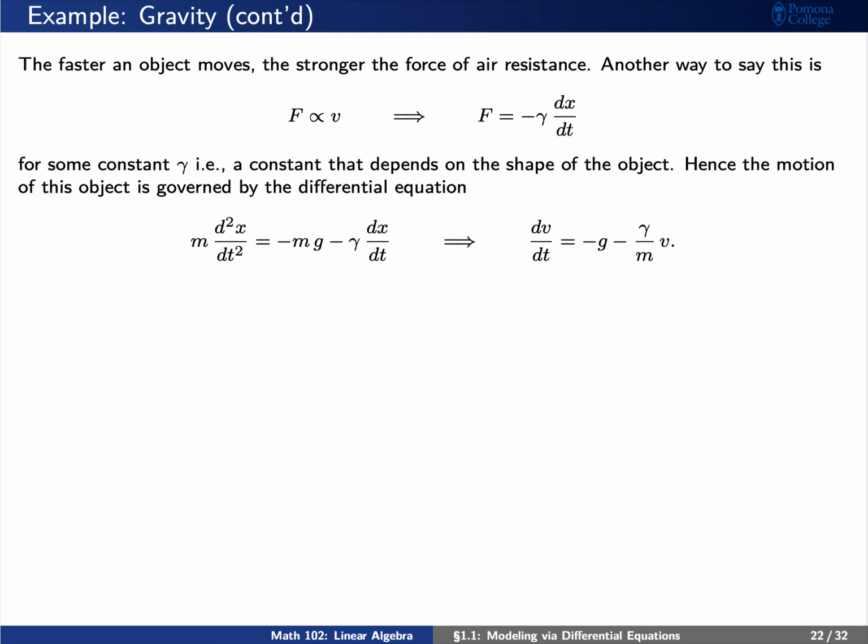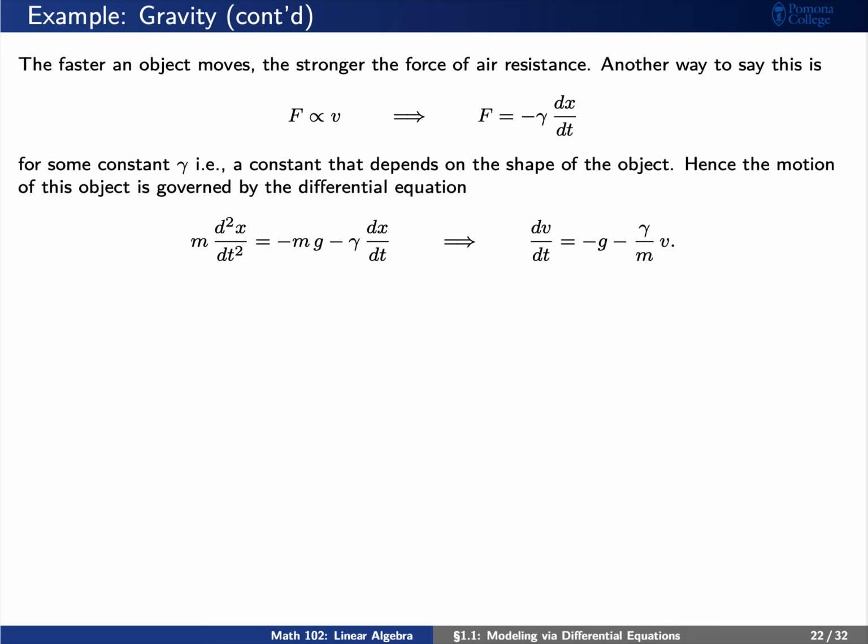Because we have air resistance, the force of air resistance really is proportional to the velocity. That is, if the person isn't moving at all, there is no drag from air resistance. But the faster the person moves, the more air resistance there is. So we can say that the force of air resistance is proportional to the velocity. That is, F equals negative gamma times dx/dt. Here, gamma is a constant that depends on the shape of the object.